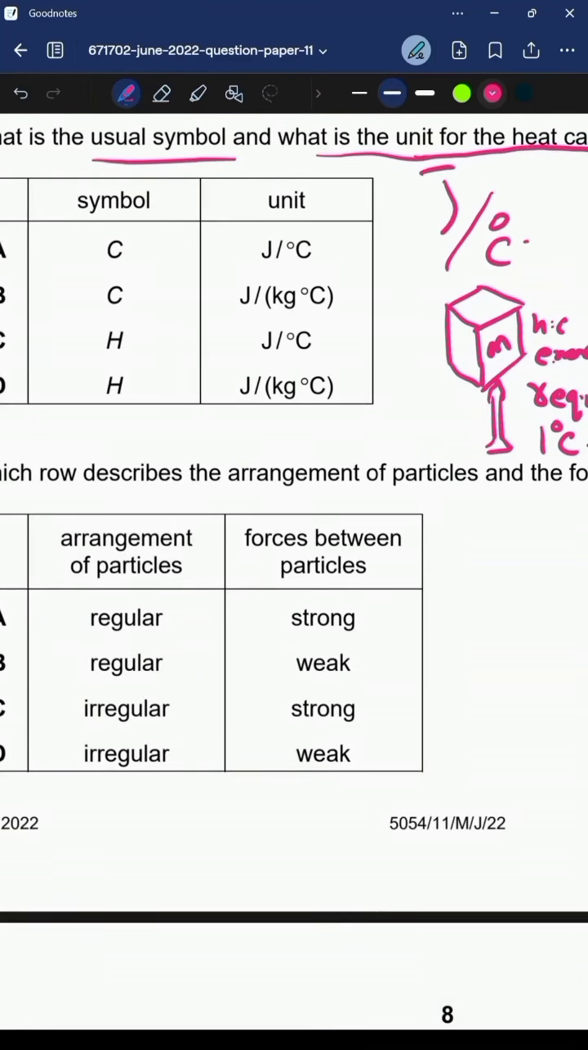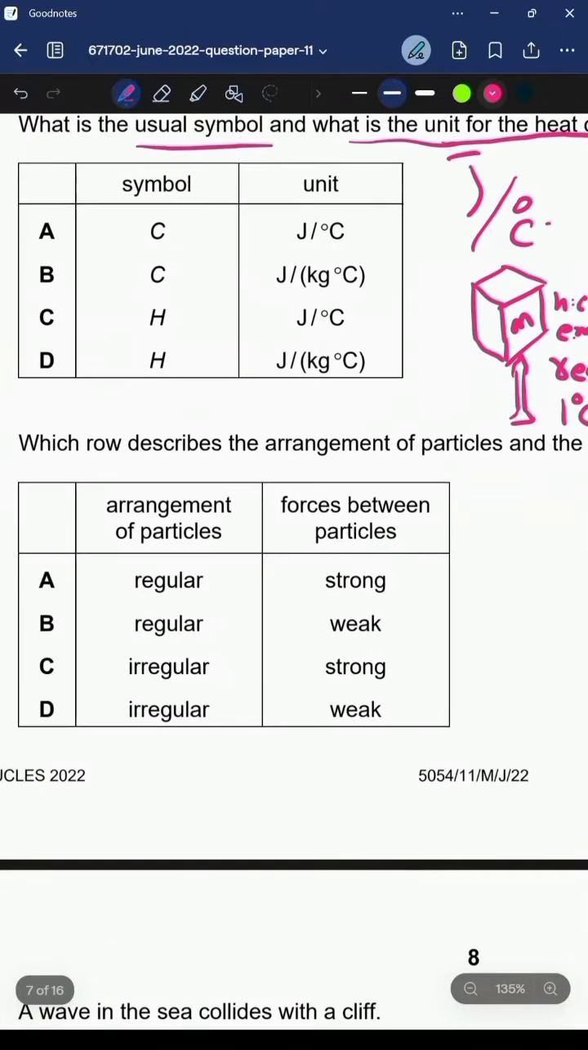Now remember, we're not talking about specific heat capacity. We are only talking about heat capacity. For specific heat capacity, you need to incorporate the mass as well. But we are talking about heat capacity, so it's just joules per degree Celsius. The amount of energy you need to put in to raise the temperature by 1 degree Celsius. And the symbol is C. So we can go with option A.